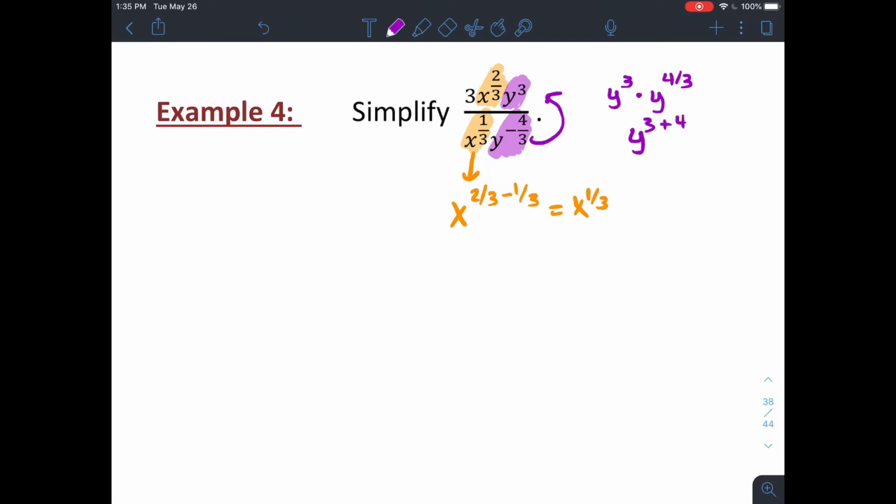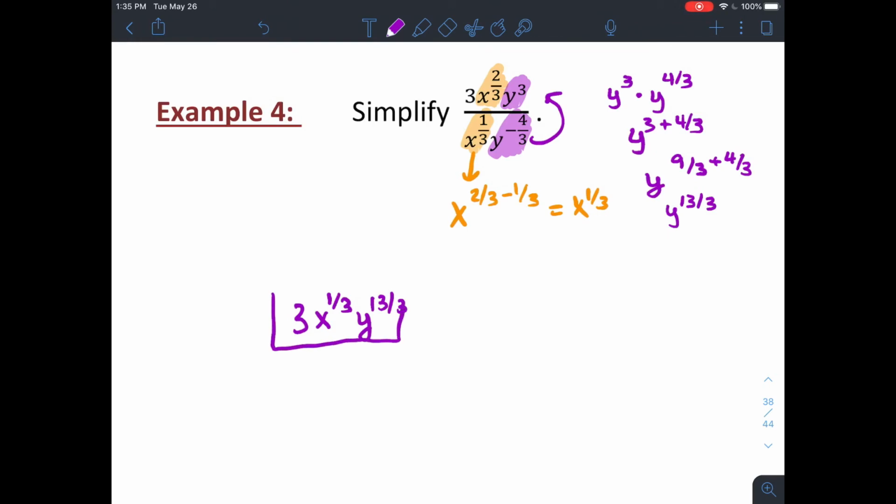So if you add those, you're going to need a common denominator. So you're going to multiply that by 3 over 3 on your 3, which is going to give you, whoops, I wrote 12/3. I was thinking about 4s. Going to give you 9/3 plus 4/3, or y to the 13/3 power on top there. So you're just going to end up with 3x to the 1/3, y to the 13/3 when you simplify that one. So just because they're fractions doesn't make them work any differently than what you're used to with your normal exponents.